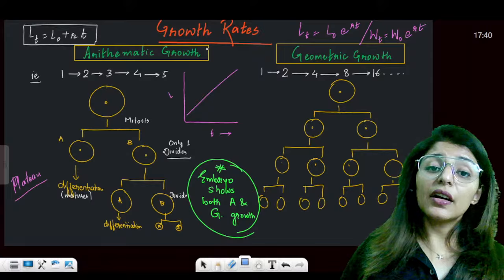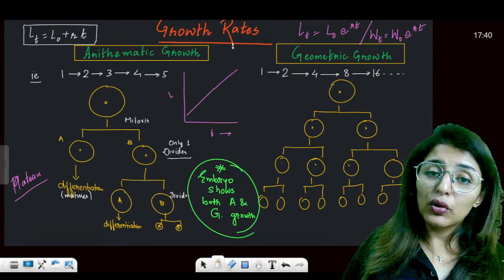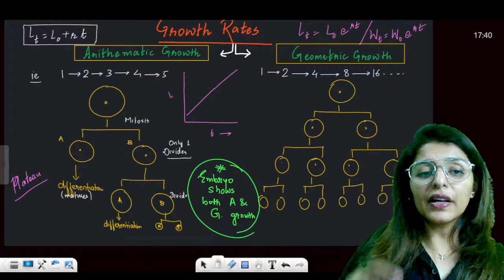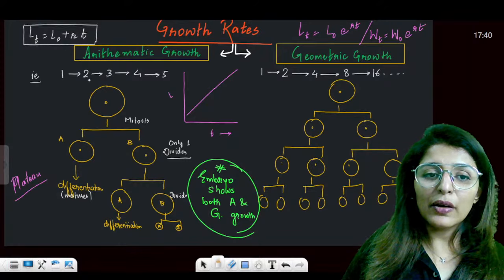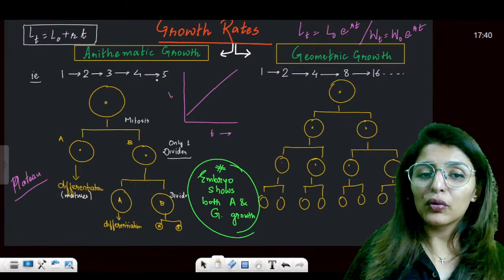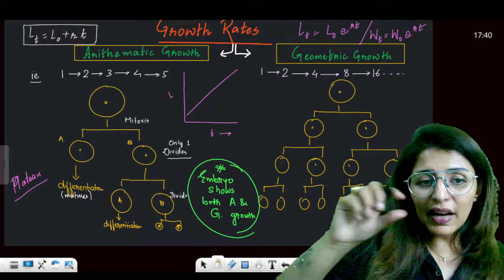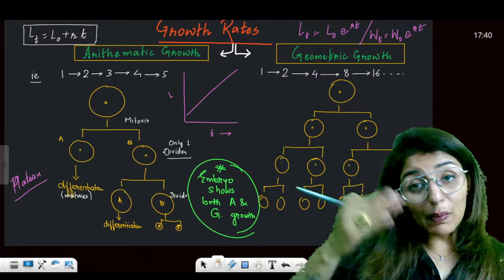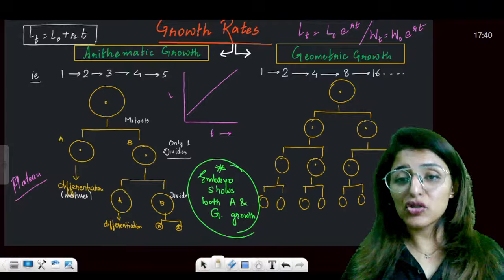Right now, there are two types of growth rates seen. So if the increase is very gradual, like 1 to 2, 2 becomes 3, 3 to 4 and 5. So when there is gradual increase, this is called arithmetic growth. And when it doubles up at every level, this is known as geometric growth.